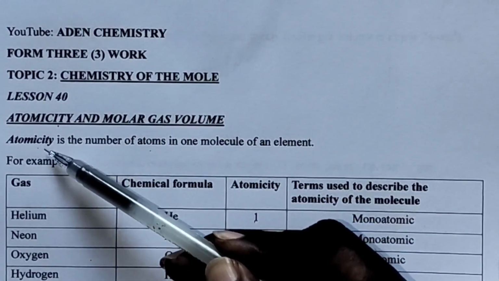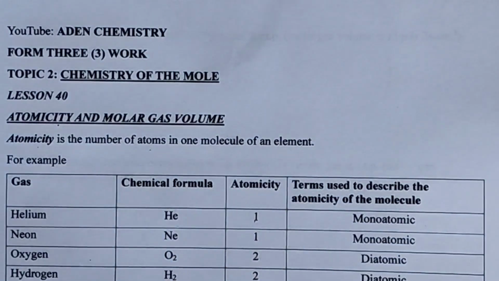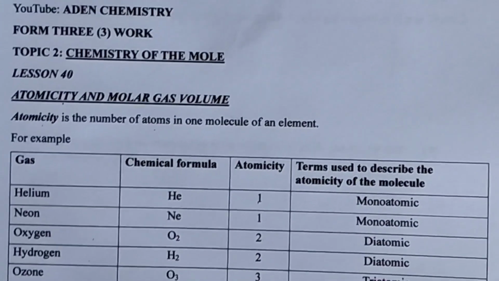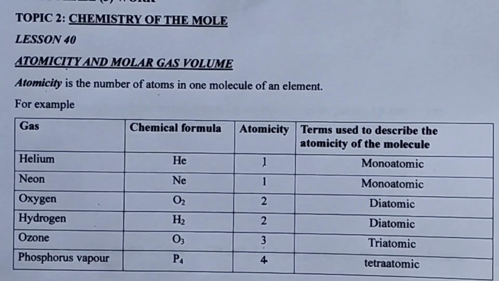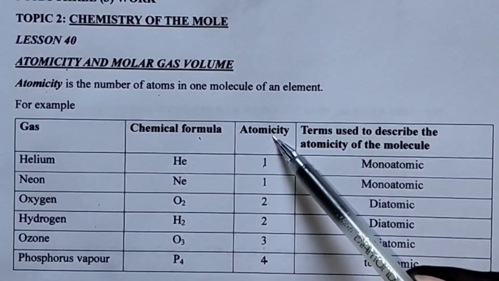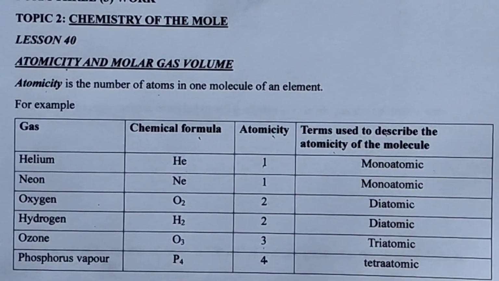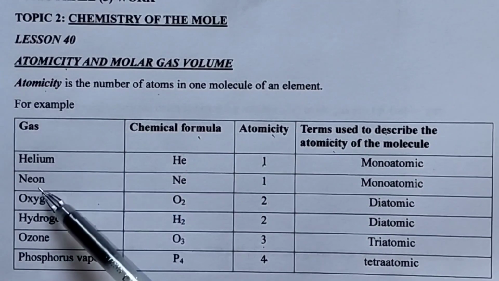Atomicity is the number of atoms in one mole of an element. For example, let us see the table. We have the gas, its chemical symbol or formula, the atomicity of the gas, and the terms used to describe the atomicity of the molecule or the gas. So we have helium and neon.